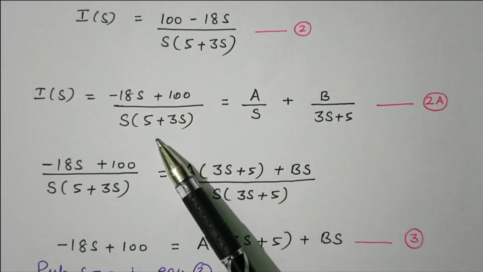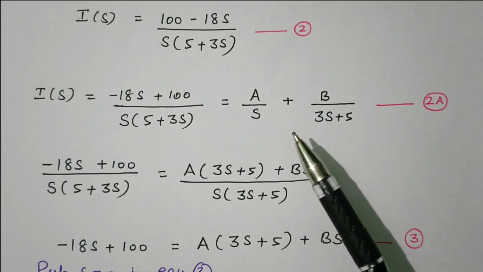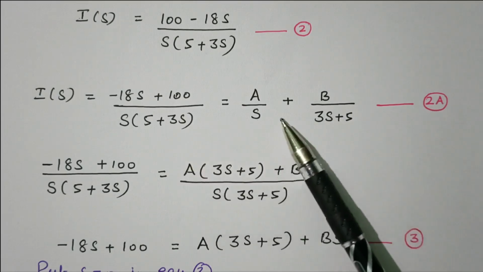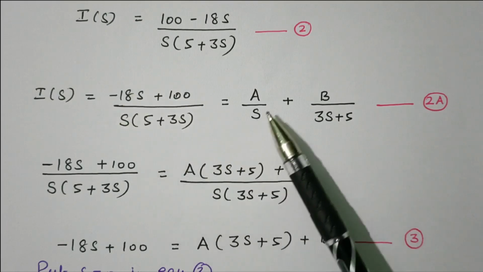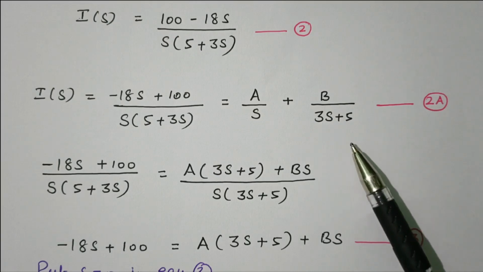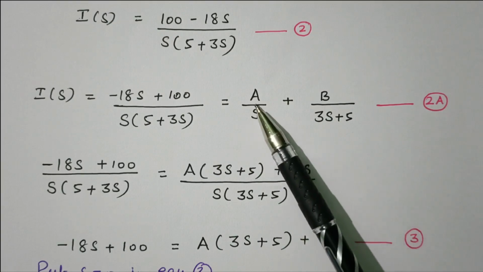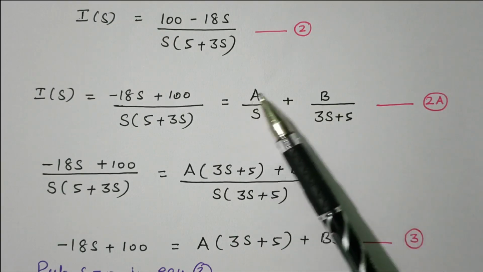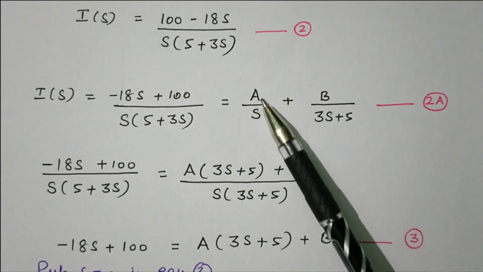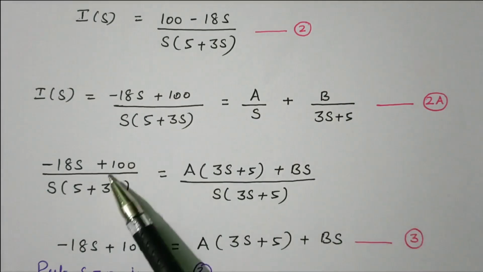But we cannot take it directly, so it should be split. The s term should be split. Then only we can take the inverse Laplace. That is done by partial fraction. This is called partial fraction. This expression is written as A by s plus B divided by 3s plus 5. So that the s terms are split. Finding the values of A and B, we can take the inverse Laplace of this expression. So this A by s plus B by 3s plus 5, this expression is written here.